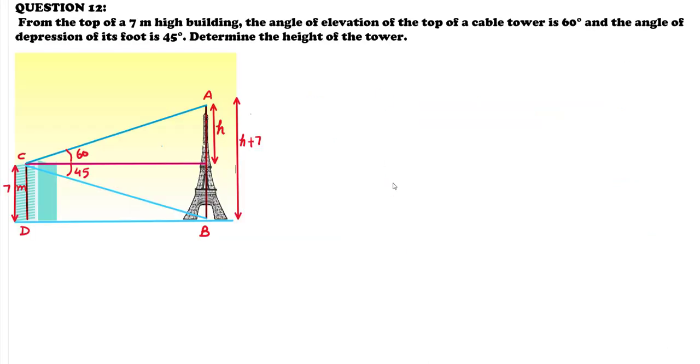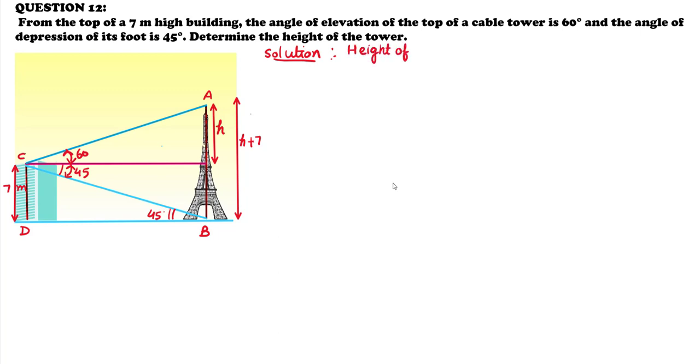Question 12. From the top of a 7 meter high building, the angle of elevation of the top of a cable tower is 60 degree and the angle of depression of its foot is 45 degree. Determine the height of the tower. So let the height of the building be CD and height of tower be AB.